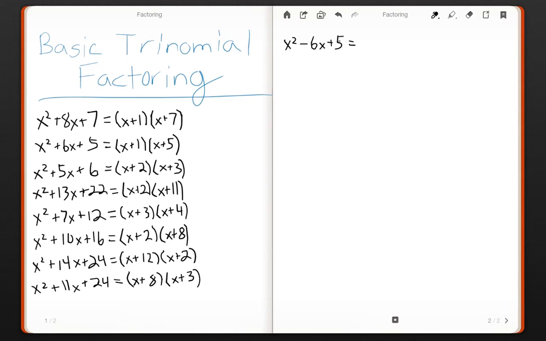Another possibility of numbers that multiply to 5 is -1 and -5. And if you think about that, -1 plus -5 is -6. So remember that negative factors are also a possibility.